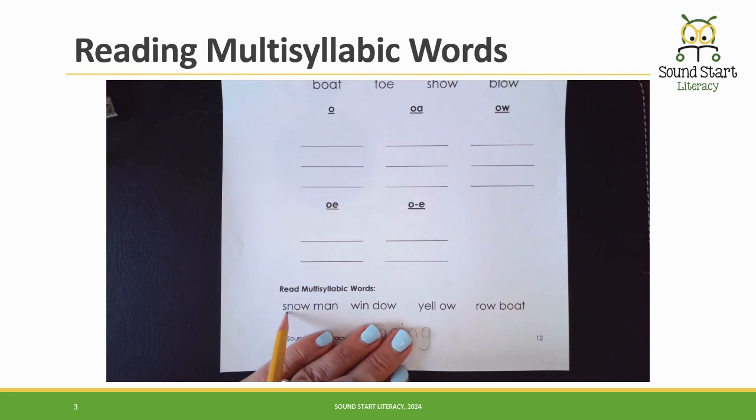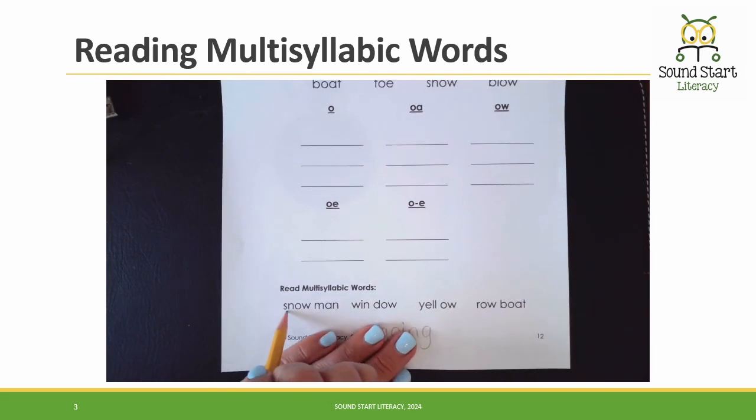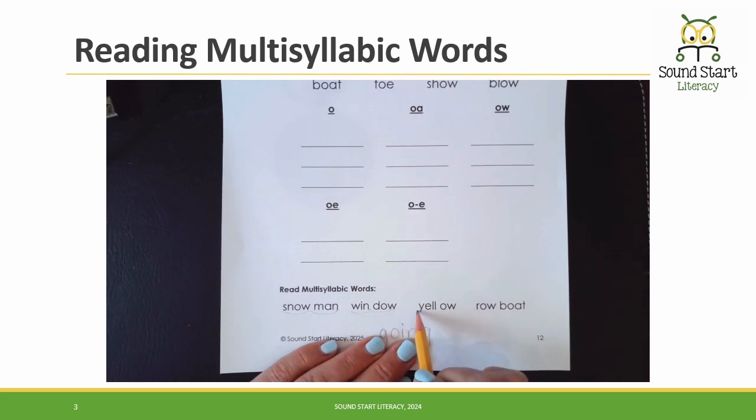Okay, so the student is going to read the first chunk, read the second chunk, put it together. So it would look like this. Snowman, snowman. Window, window. Yellow, yellow. Rowboat, rowboat.